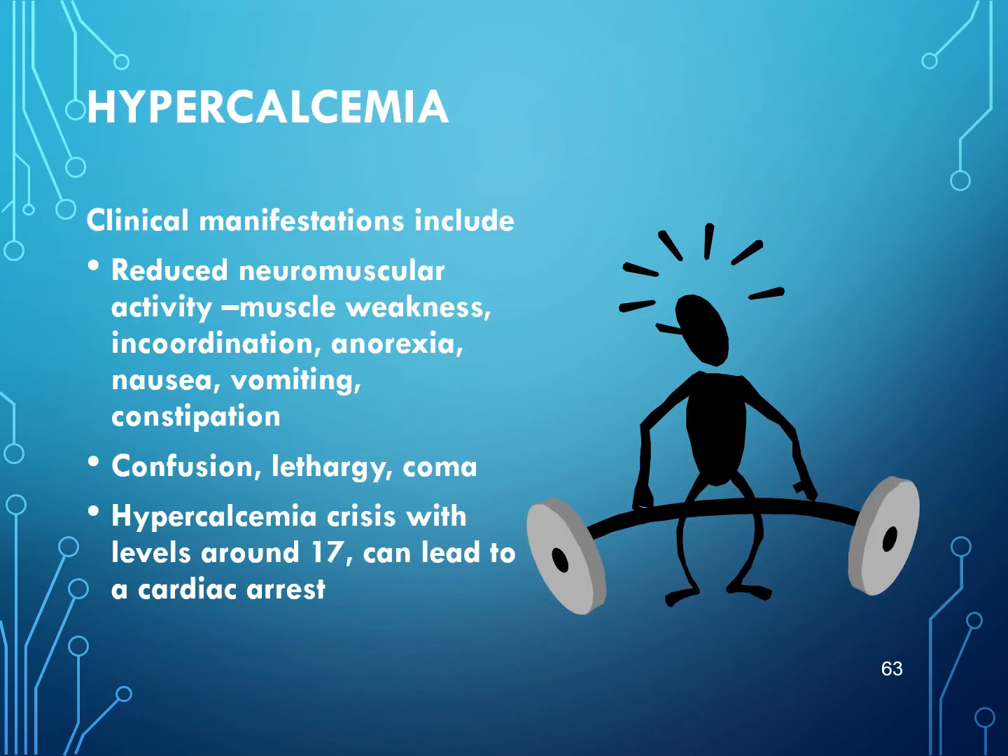So hypercalcemia, clinical manifestations can include, but again, are not limited to, reduced neuromuscular activity. We're going to have suppressed activity from the myoneural junction, decreased tone in smooth and striated muscle, leading to muscle weakness, incoordination, anorexia, nausea, vomiting, and constipation. We can see confusion, lethargy, and coma, and we're going to have a hypercalcemia crisis with levels around 17.